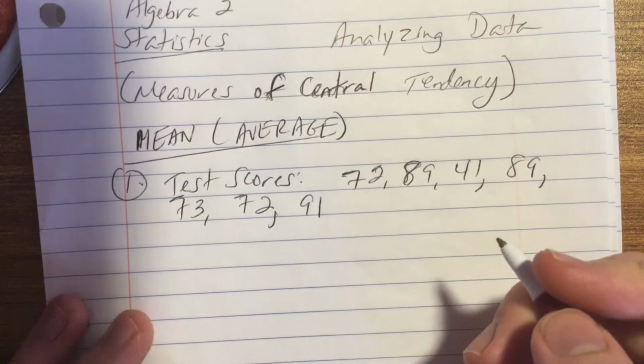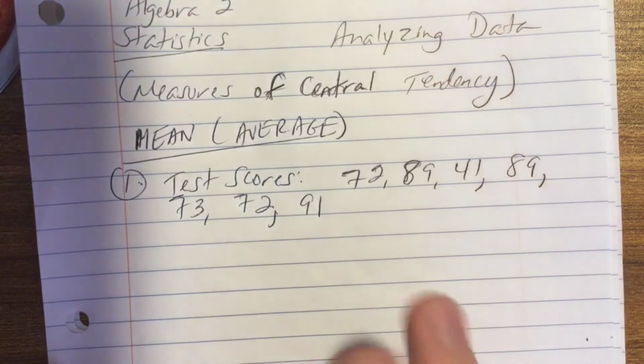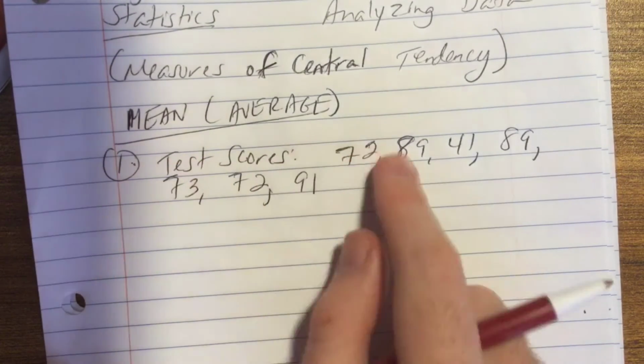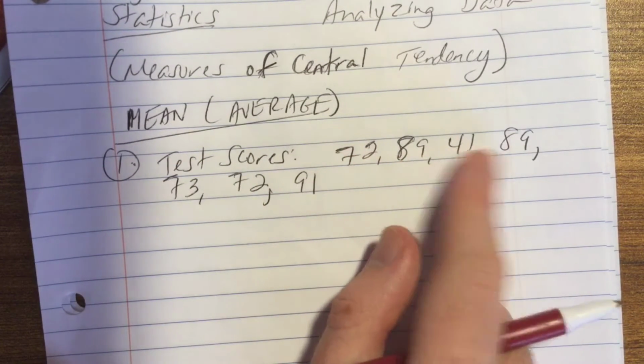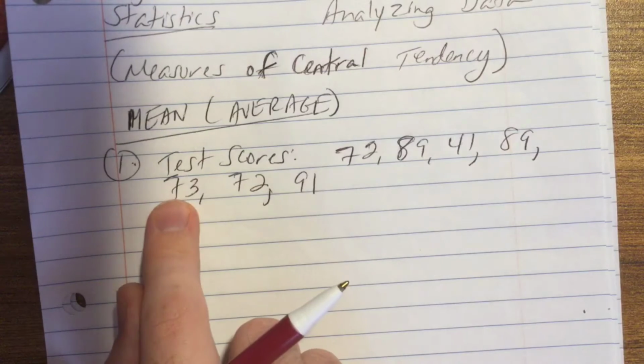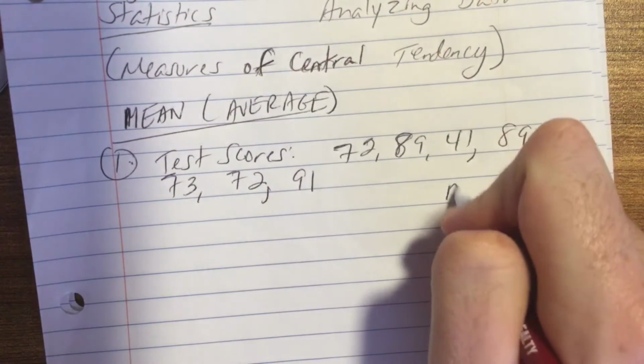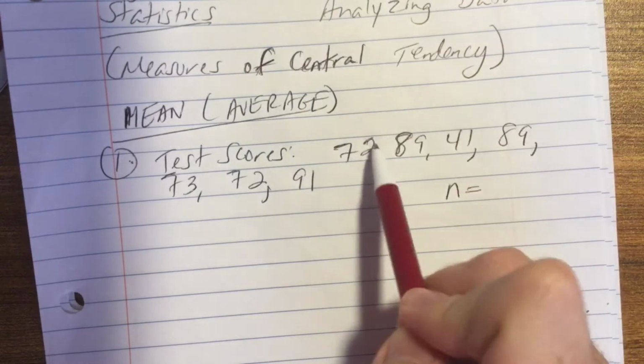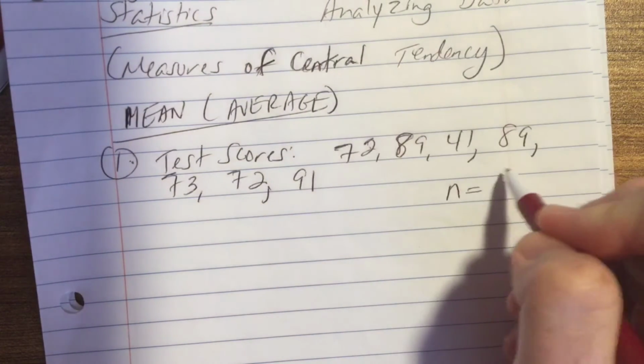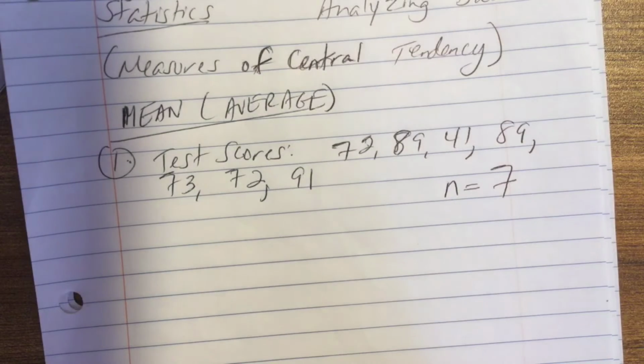So we're going to start off with the mean, which is the average of the data. If we're given the following test scores: 72, 89, 41, 89, 73, 72, and 91. First of all, n would be the number of data values that you have. So you have 2, 4, 6, 7 data values, so n equals 7.